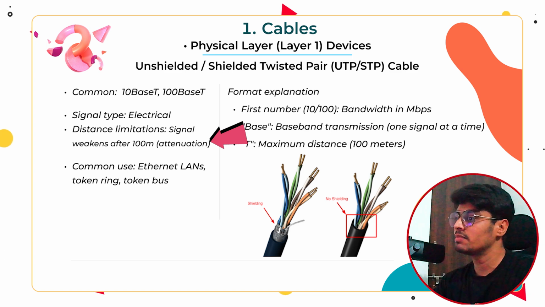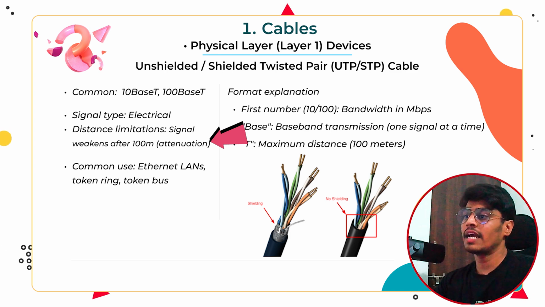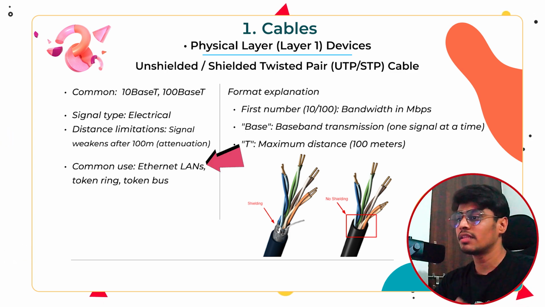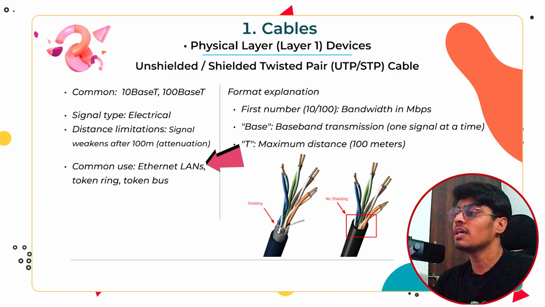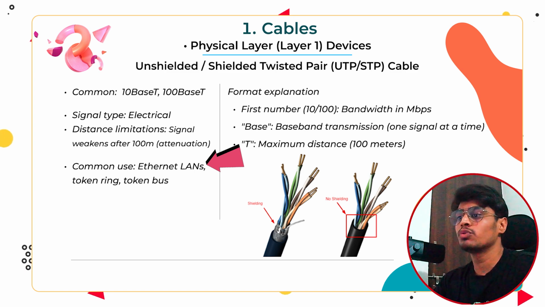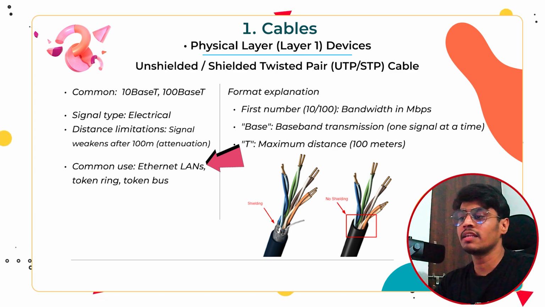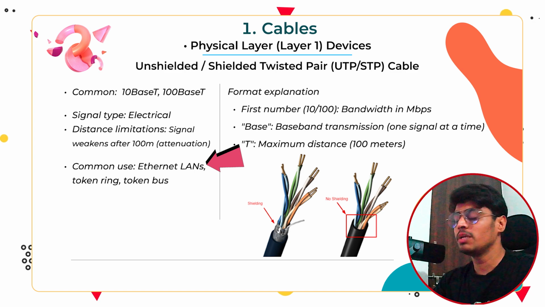Strength of the signal becomes low, meaning its energy becomes low, so it can't travel further. The signal can travel up to 100 meters. So 10 base T means the signal can only travel up to 100 meters. Therefore, we use them in Ethernet LANs, local area networks, meaning less than 10 kilometers. Earlier, we used to say less than 1 or 2 kilometers, but in today's time, the LAN in your offices and organizations is generally less than 10 kilometers. So there we can use UTP, STP cables.